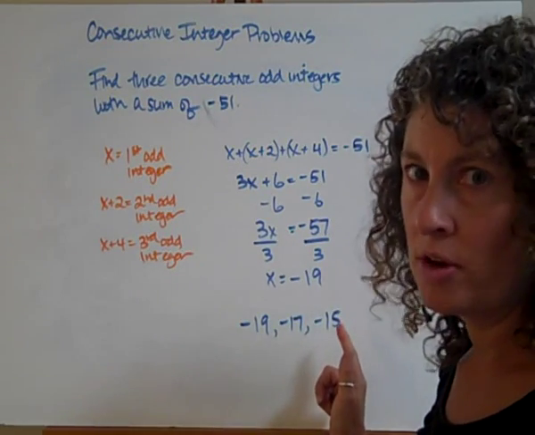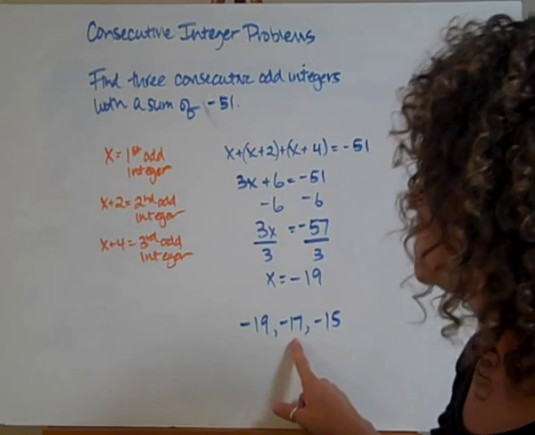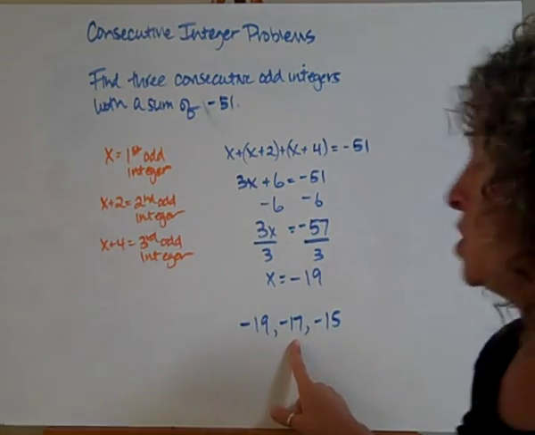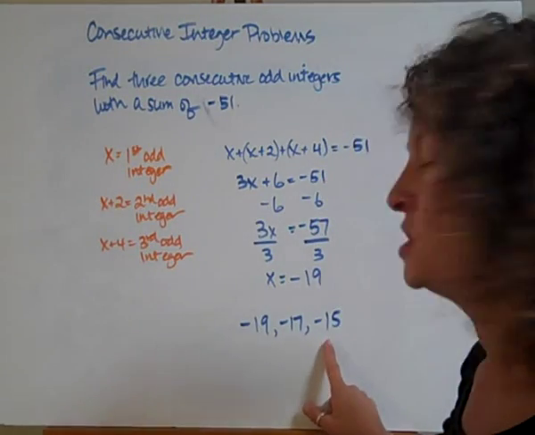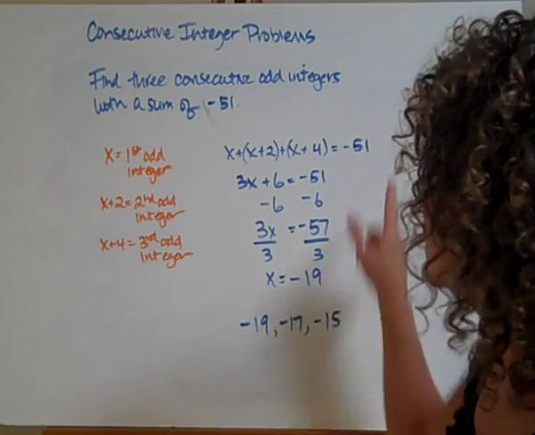These are really straightforward to check. I'm just going to add them together. So my negative 19 plus my negative 17 gives me negative 36. My negative 36 plus my negative 15 is negative 51.